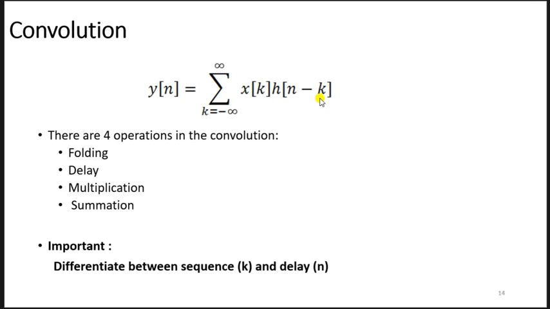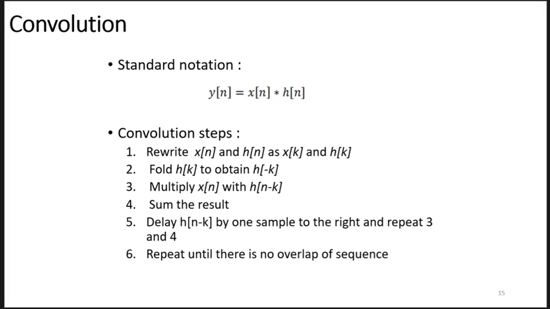Okay. In this case sebab hn dekat sebelah kanan, hn sebelah kanan kita kena buat operasi pada hn ni. Xk ni duduk diam dulu. Alright. So fold hk to obtain h minus k. Right? So then multiply xn with hn minus k. Then you sum the result. Then kita delay hn minus k by one sample to the right and repeat step 3 and 4. Then kita repeat the delay ni, okay, sampailah kita habis sequence. Okay. So kita tengok ya macam mana proses dia.